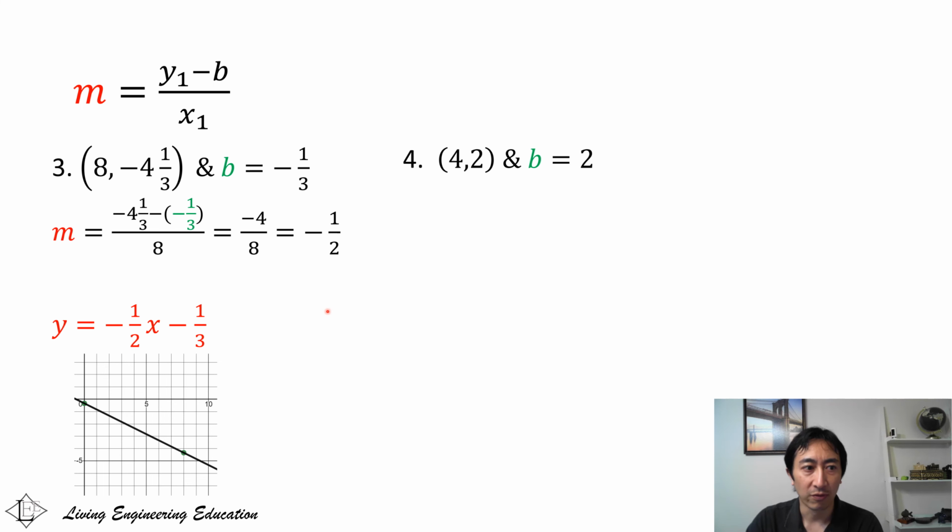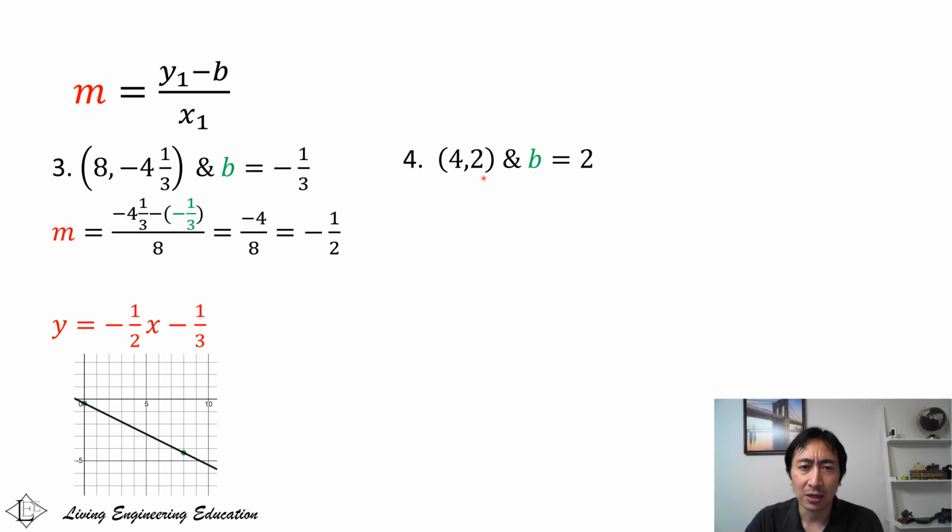Let's take a look at problem 4. Problem 4, we have a point of 4, 2 and a y-intercept of 2. So something interesting here, our y-intercept is the same value as our y value. What does that tell you? If you have 2 points on a straight line that have the same y value, that means the line has to stay along that y value again.